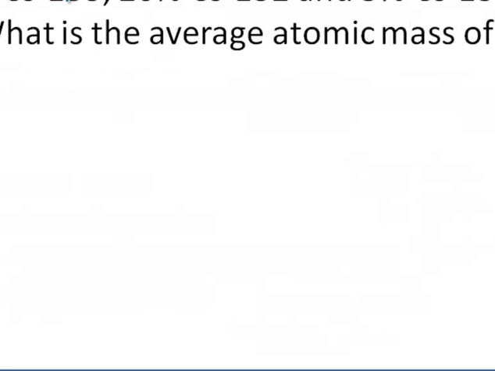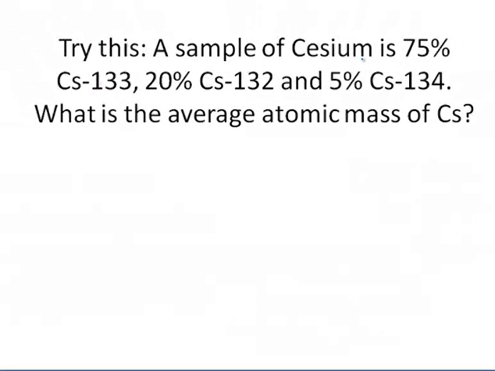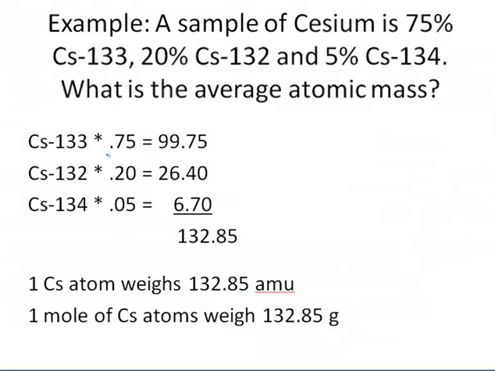So let's take an example. Here we have cesium. That is 75% cesium-133, 20% cesium-132, and 5% cesium-134. All right, so we're going to do just what we did. We're going to take the 0.75 times the 133 mass, the 0.20 for the 20% times the 132 mass, and the same thing with the 134 mass. Multiply them and add them together.